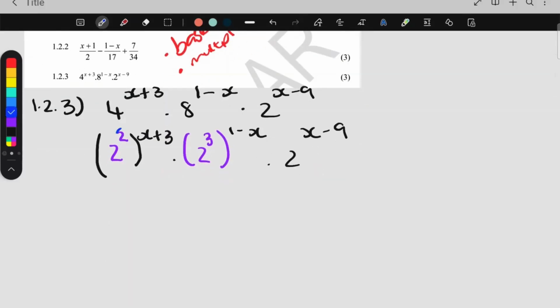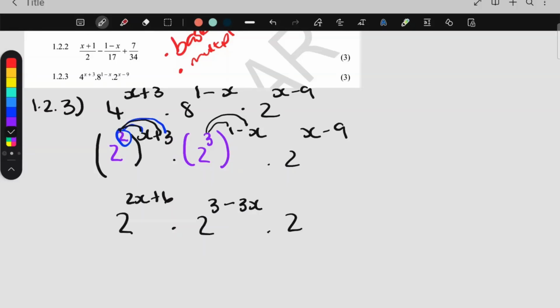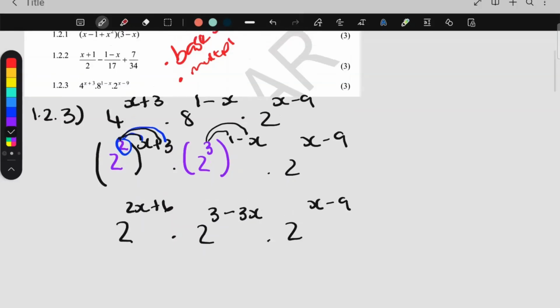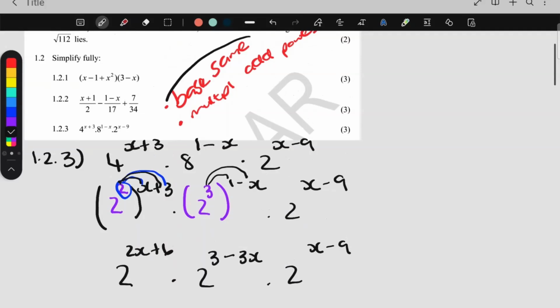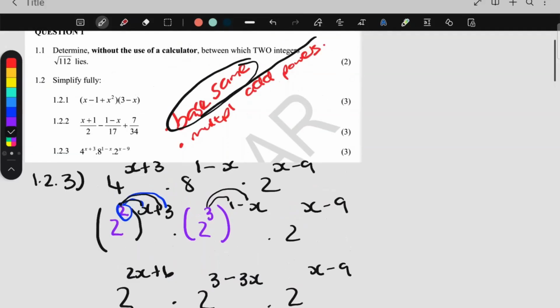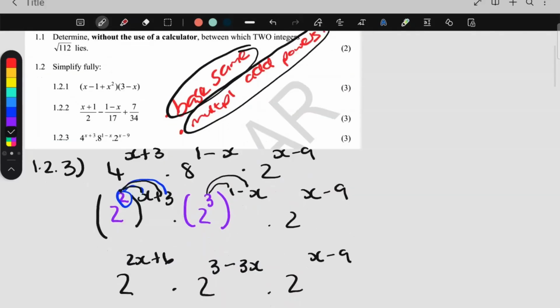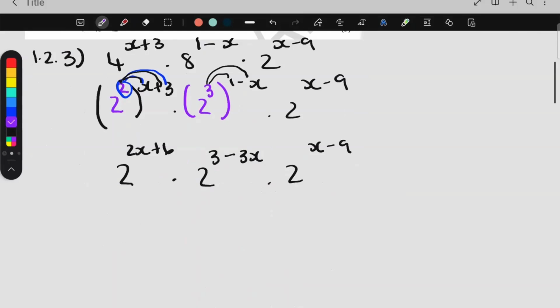So I'm going to say this 2 times x and this 2 times 3. So I keep the base. 2 times x is 2x and 2 times 3 is 6. I keep the base. 3 times 1 is 3. 3 times negative x is negative 3x. And this one stays the same. Okay, so did we make the base numbers the same? Yes. When you multiply exponents, you add their powers, eh? So the base numbers are the same.